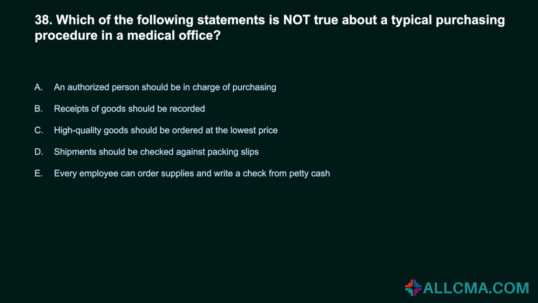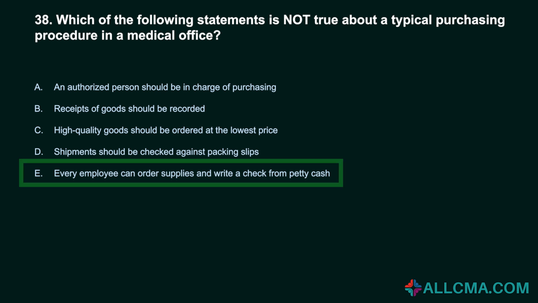38. Which of the following statements is not true about a typical purchasing procedure in a medical office? A. An authorized person should be in charge of purchasing. B. Receipts of goods should be recorded. C. High-quality goods should be ordered at the lowest price. D. Shipments should be checked against packing slips. E. Every employee can order supplies and write a check from petty cash. Correct answer, E. Every employee can order supplies and write a check from petty cash.